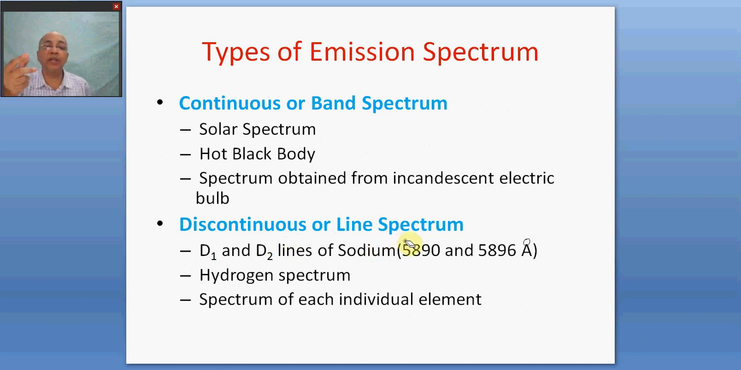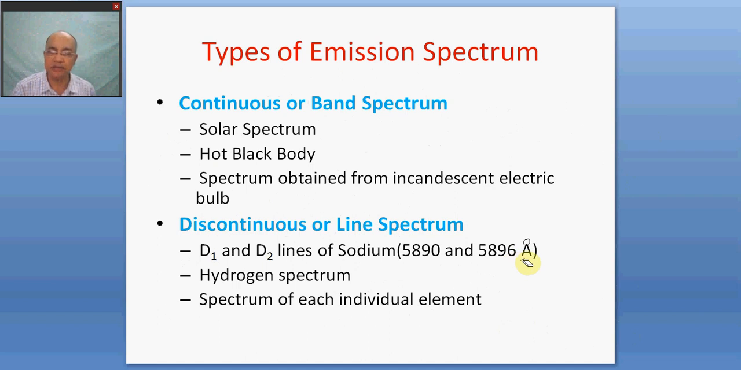For example, you take sodium vapor in a flame. You will find the sodium will emit golden yellow light. When you take that golden yellow light and pass it through a prism and put a screen, you will find only two lines, well separated, in the yellow region. Those are called the D1 and D2 lines of sodium, one at 5890 angstrom, the other at 5896 angstrom.